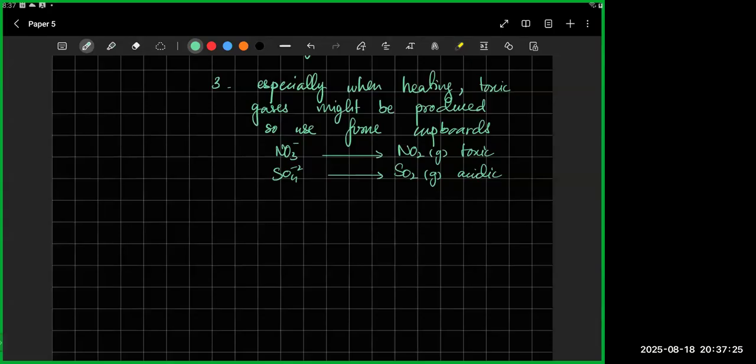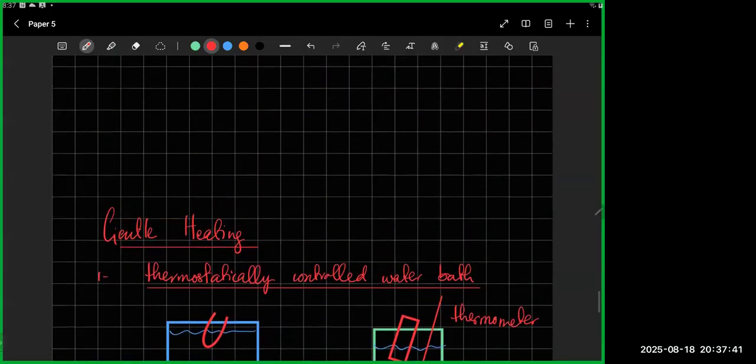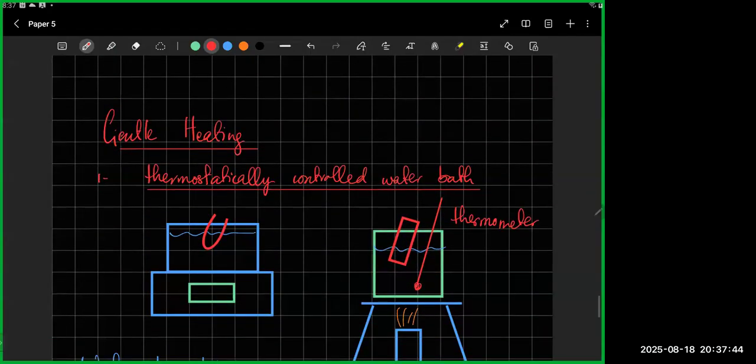Then there's another one, which is heat with reflux. And this thermostatically controlled water bath is for gently heating or for flammable substances as well. Ethanol, you're going to heat it this way. So it's good for flammable substances as well.